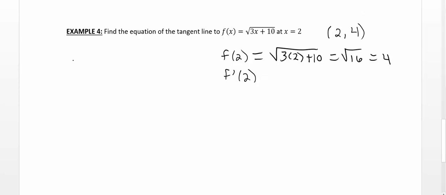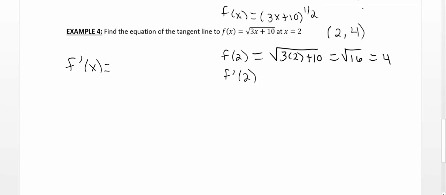The slope means that I need to find the first derivative of my function. So notice here that I can rewrite my original function: f of x will equal (3x plus 10) to the 1/2 power. Whenever we have square roots, we rewrite them to the 1/2 power when we want to take derivatives so that we can use our power rule. Unfortunately, it's not just x to the 1/2, but instead (3x plus 10) to the 1/2. However, we have the tools now that we need to find this derivative.